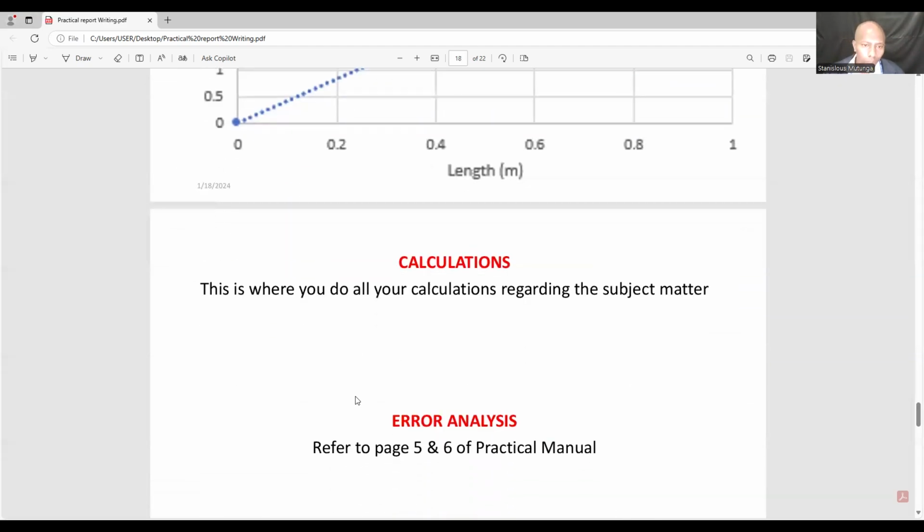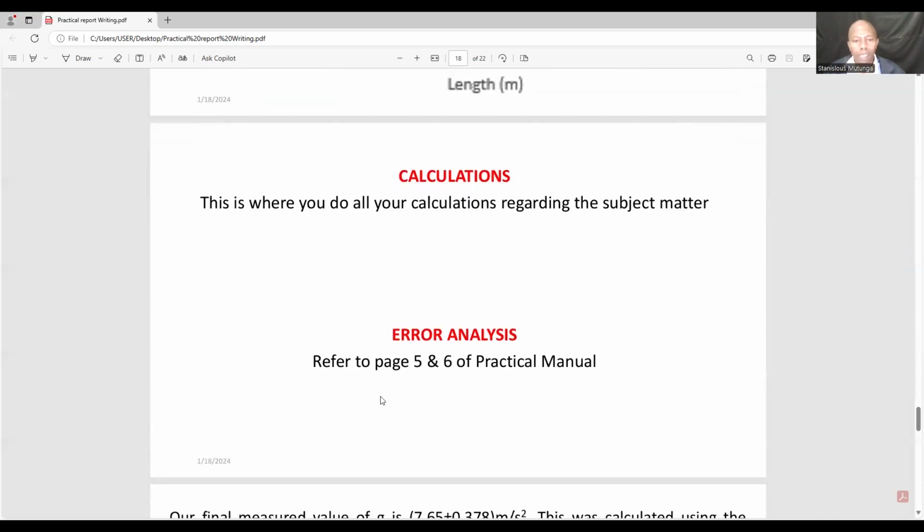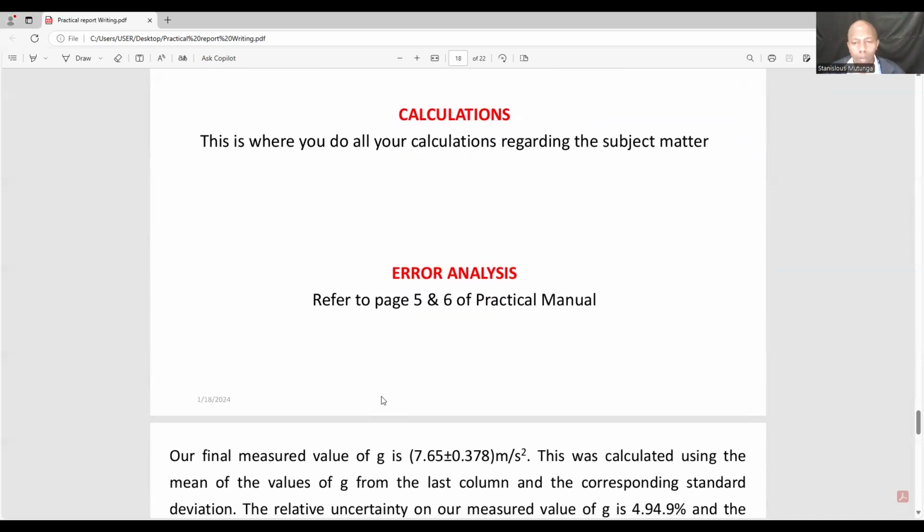Within the calculation, this is where you do all your calculation regarding the subject matter. Having the graphical analysis here, like the gradient, if you're supposed to be using the gradient somewhere for you to at long last get the acceleration due to gravity. Now after that, you're having the error analysis. Like you can remember whatever you've been using there.